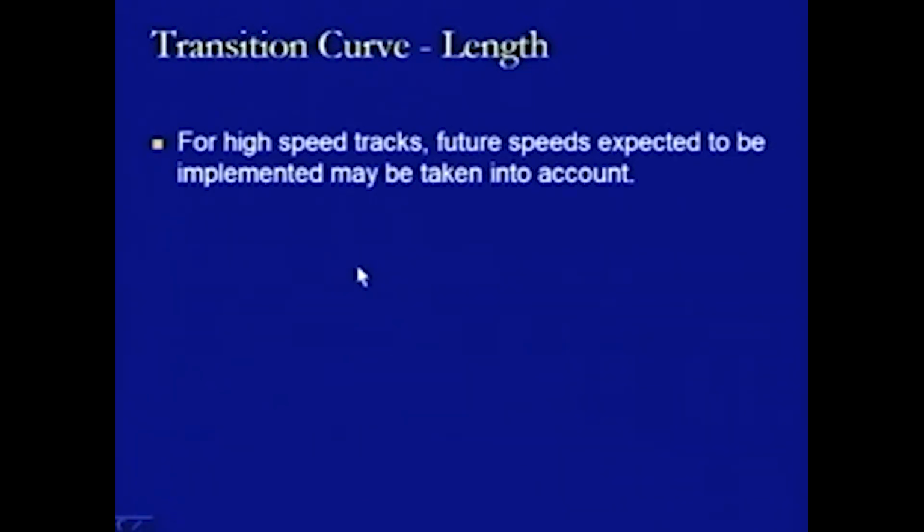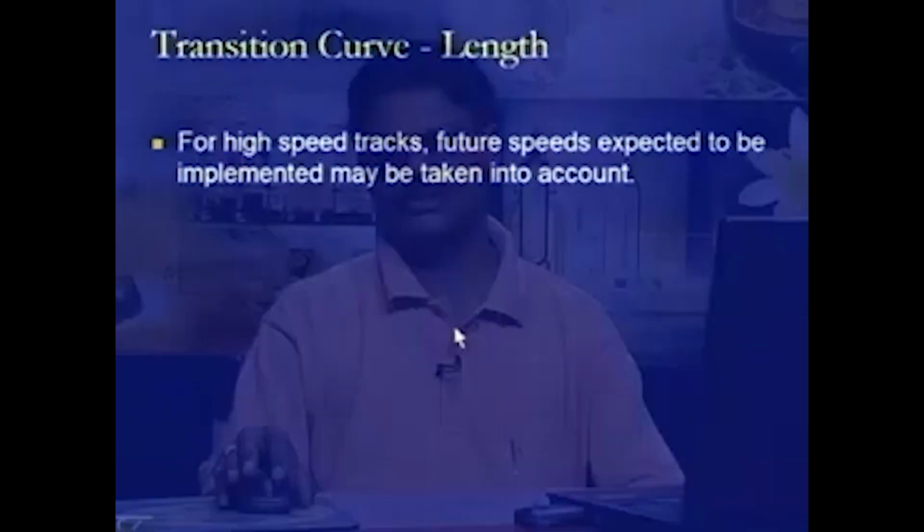Now, in the case of high speed tracks, one thing to be done is that the future speeds expected to be implemented have to be taken into consideration. If we are not taking those higher future speeds with which the trains will be operated, then certain deficiencies will remain, and at a later stage it will become very difficult to make any change in the overall layout or alignment of that track. So, it is always better to take into consideration the future requirements as far as speeds are concerned and the effect of that speed on the length of the transition curve.